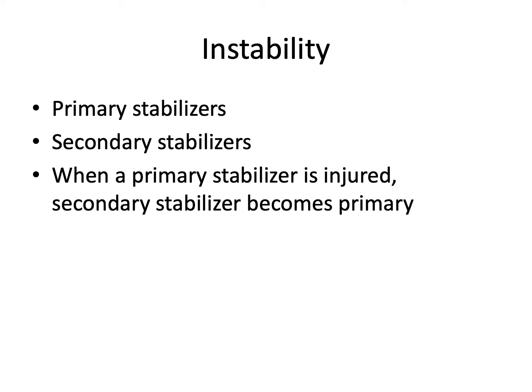Instability of the elbow. When discussing instability, it's helpful to think of primary and secondary stabilizers. When a primary stabilizer is injured, the secondary stabilizer becomes a primary stabilizer.